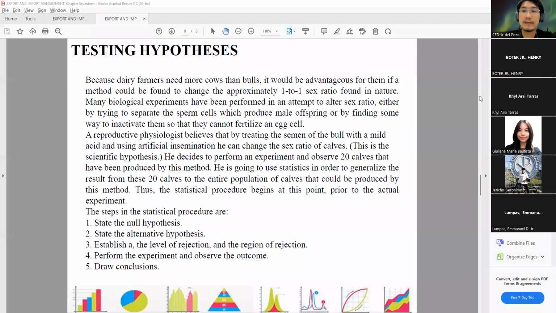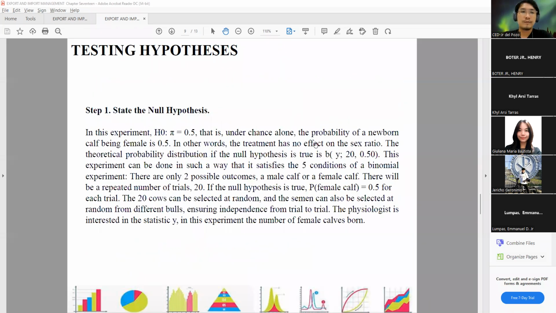May nagtanong, Sir, exam po ba namin more on computation din po? Yes, because it's statistical analysis. Pero meron din mga descriptive identification. Anyway, so nag-start to sa middle part ng ating identification of problem until to recommending a conclusion.